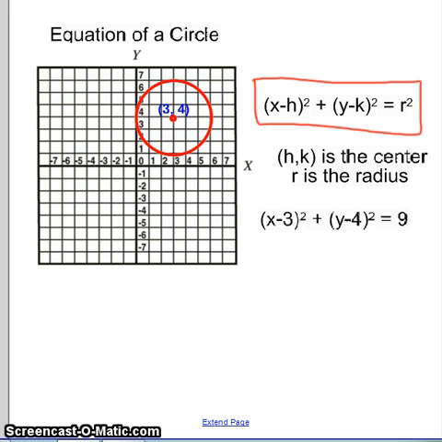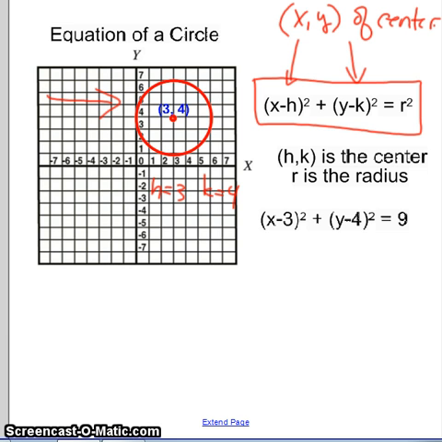What you need to know, first of all, is what H and K stand for. H and K are the XY coordinates of the center. So if we had this picture that we're looking at right here, we can see that the center is at coordinates 3 and 4. So H is 3 and K is 4.